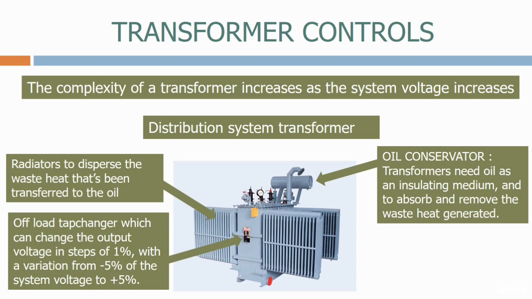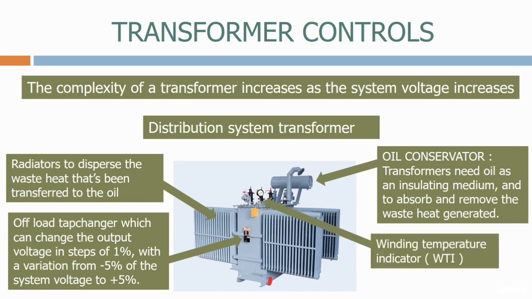Inside the transformer we have an off-load tap changer which can change the output voltage in steps of 1%, with a variation from -5% of the system voltage to +5%. On top of the transformer, we have a winding temperature indicator gauge, or WTI. And finally, we have an oil level indicator, which gives an early indication whether oil is leaking from the transformer or not.